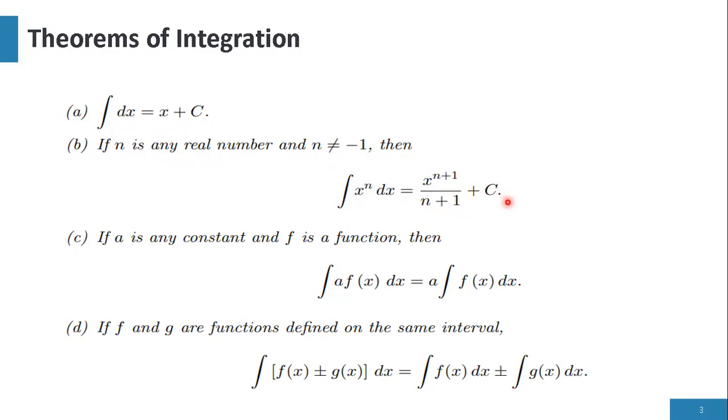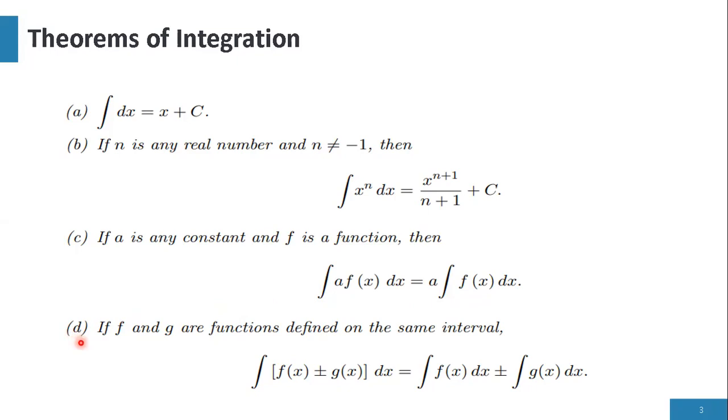Why is it that n should not be equal to -1? It's all because, as you look at the denominator, if n will be equal to -1, it will make our denominator 0. Let's have the third theorem. If a is any constant and f is a function, then the integration of a times f of x dx is just equal to a times the integration of f of x dx.